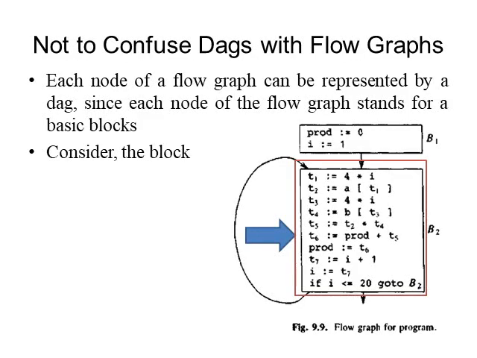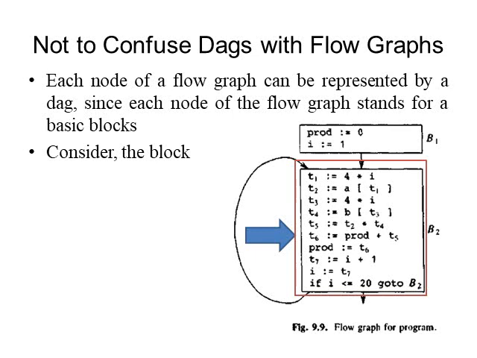Next, the most important thing is that you should not confuse DAGs with flow graphs. Actually, a flow graph is a collection of basic blocks with flow arrows shown, indicating how the control will flow from one basic block to another basic block. Why not be confused? Because each node of a flow graph can be represented by a DAG.